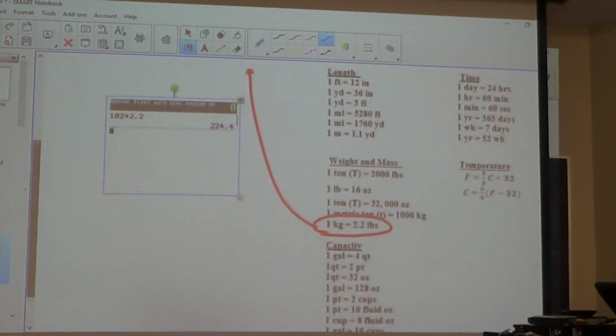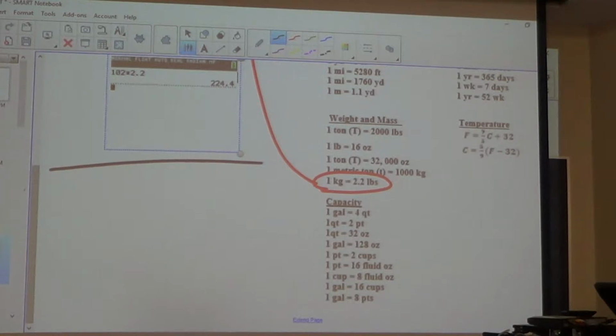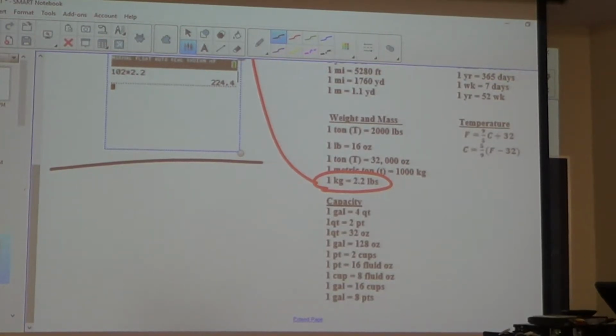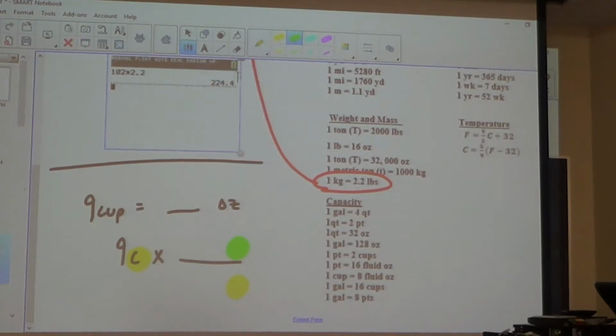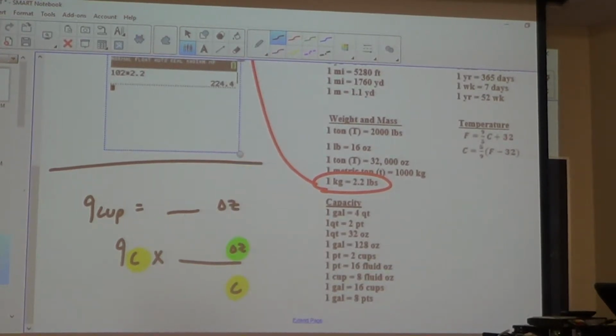Let's do another one. What if I say, 9 cups of flour is how many ounces of flour? I'm going to do 9 cups times, what goes in the bottom? Cups. What goes in the top? Ounces. So cups goes in the bottom, ounces goes in the top.